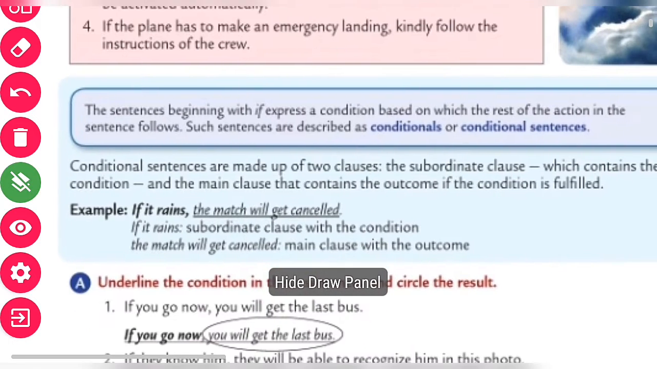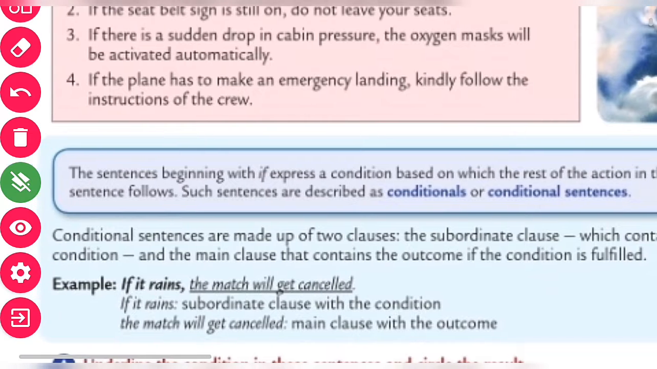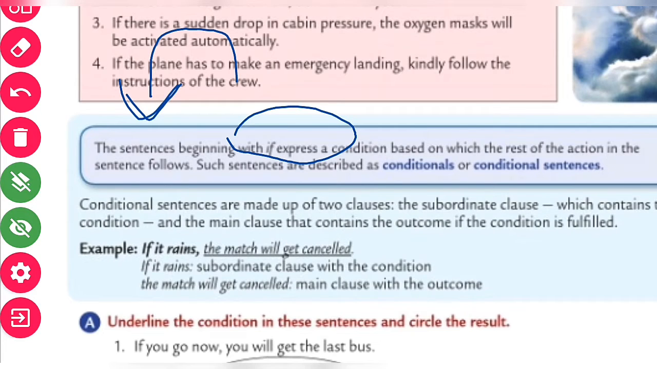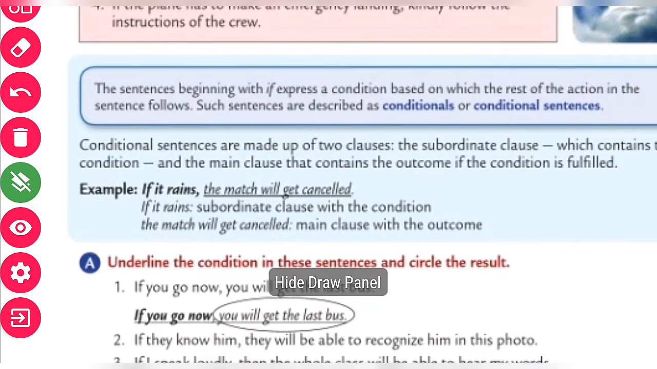See, the sentences that begin with if express a condition based on which the rest of the action in the sentence follows. See, the if expression is a condition, and all the rest of the sentence follows on the if clause, the condition. That type of sentence is known as a conditional sentence. So the sentence or the clause in which there is a condition, we know that is a conditional sentence.